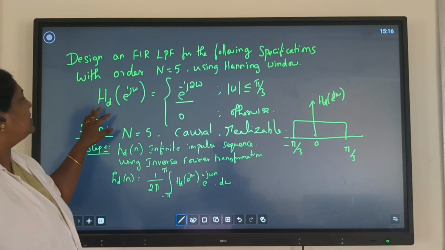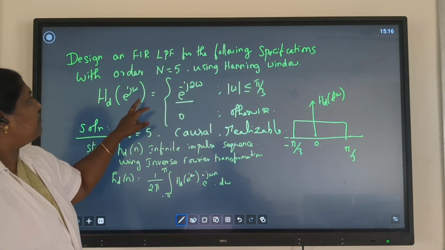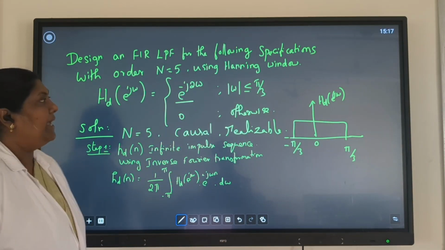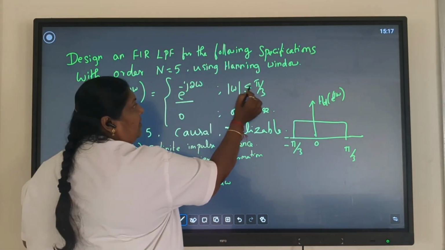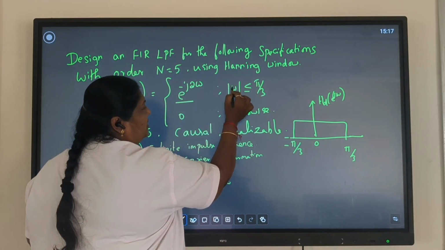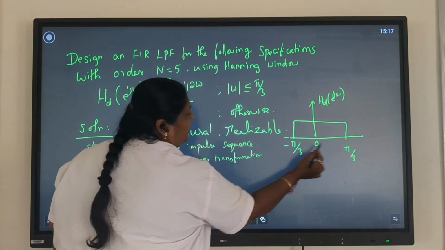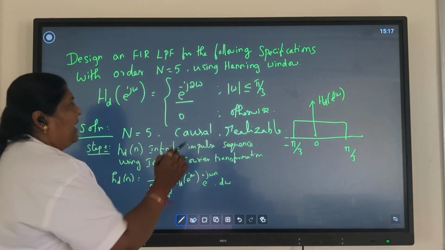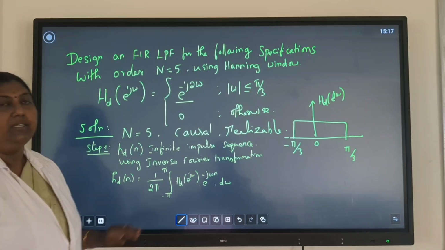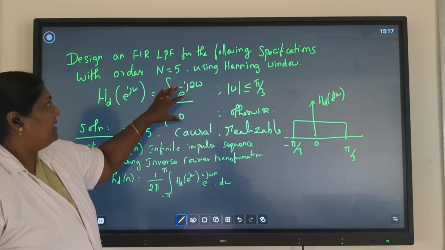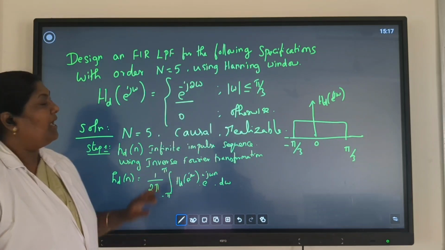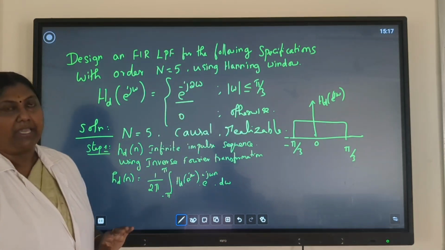So the given specification is HD of e power j omega is equal to e power minus j 2 omega, and the cutoff frequency is from minus pi by 3 to plus pi by 3 because they have given mod. So it is from minus pi by 3 to plus pi by 3 and 0 otherwise. From this given specification, I have identified that the response is Gaussian and it is realizable, and the order of the filter is 5.